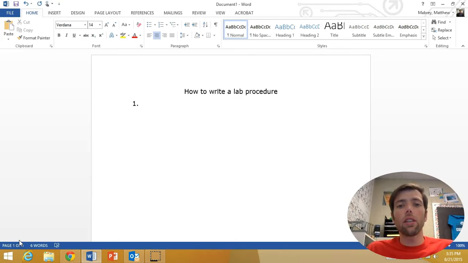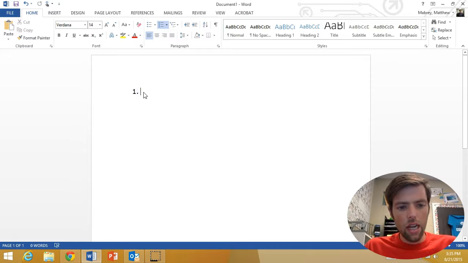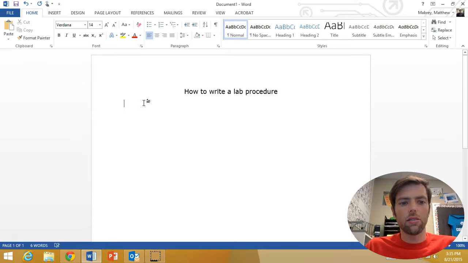In these notes, we're going to learn how to write lab procedures for all of our labs. So first, let's start with some basic rules for writing lab procedures.